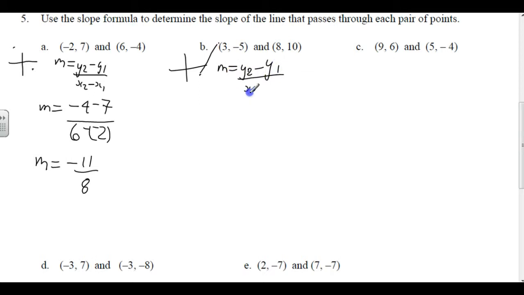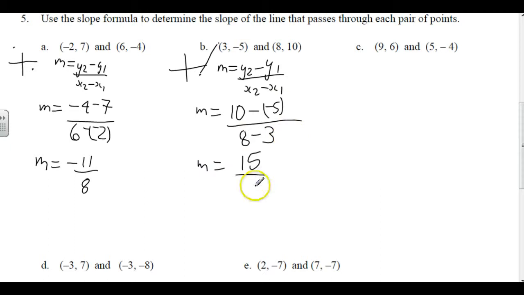Okay, so we have a formula for slope. You're going to find this on your formula sheet. You're going to write it out every time you do something. Take our y values, 10 minus negative 5 over 8 minus 3. 10 minus negative 5 is 15. 8 minus 3 is 5. So the slope technically is 3. And I'll often just write that as 3 over 1 because I like to see a rise and a run.